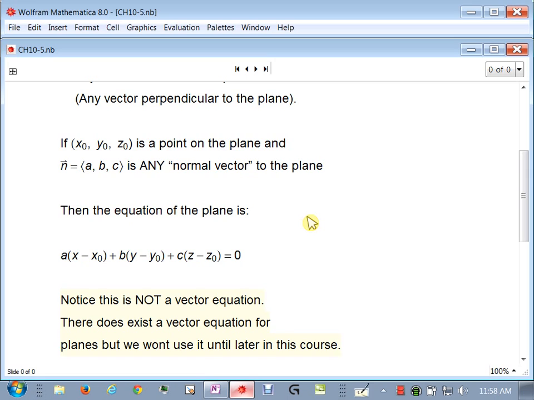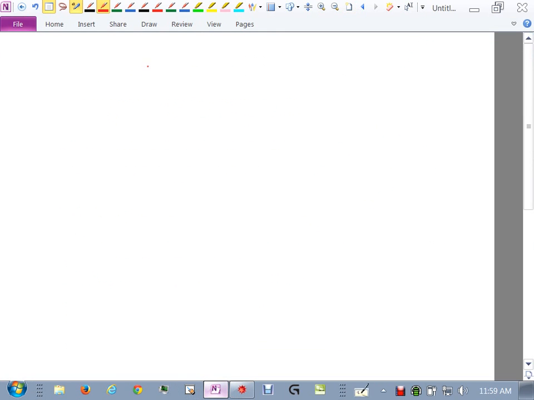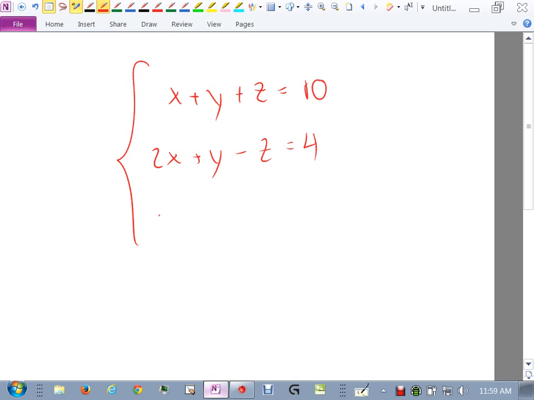And I point out here, notice, this is not a vector equation. Do you see any vectors in that notation? No. It's your standard plane equation. In college algebra, you probably solved systems of linear equations where you had 3 equations and 3 unknowns. Do I remember ever seeing something like this? x plus y plus z equals 10. 2x plus y minus z equals 4, right? Something like this. 3 equations, 3 unknowns.